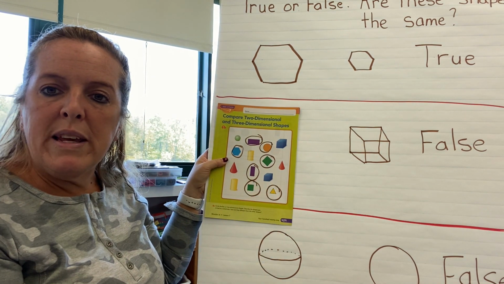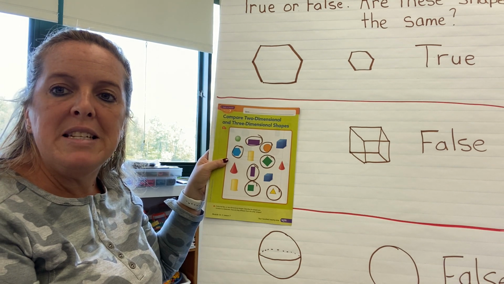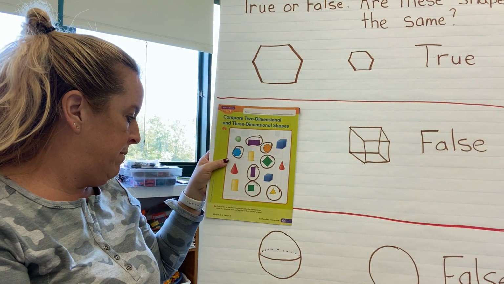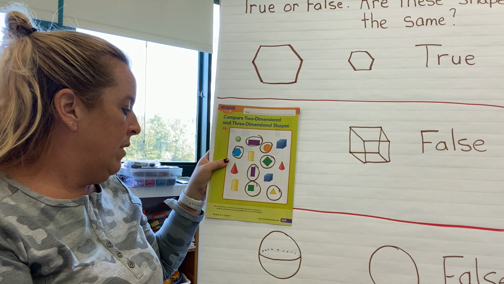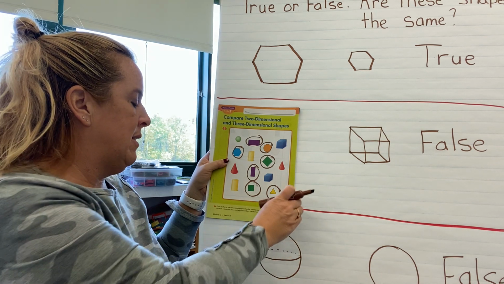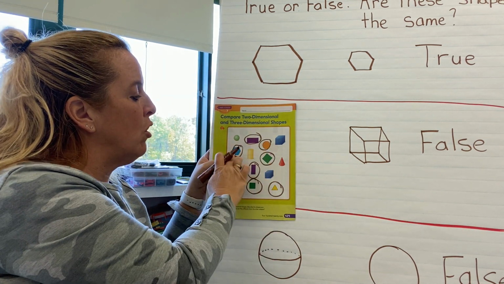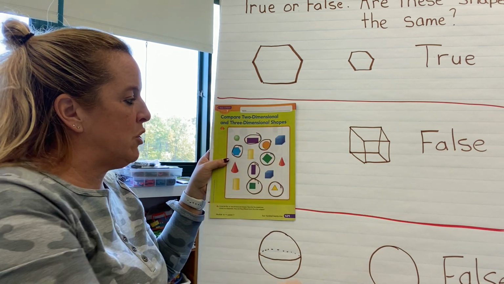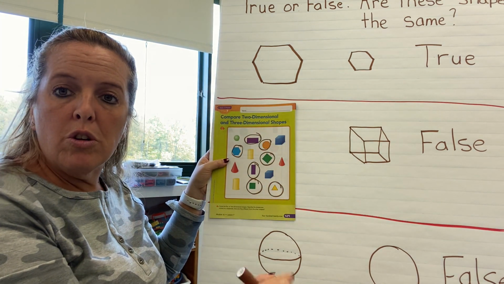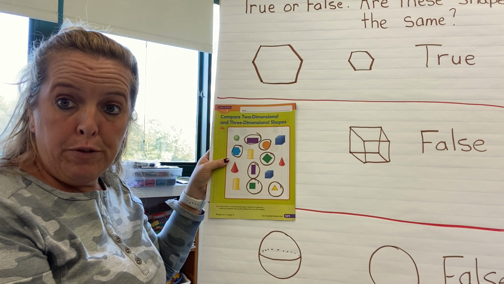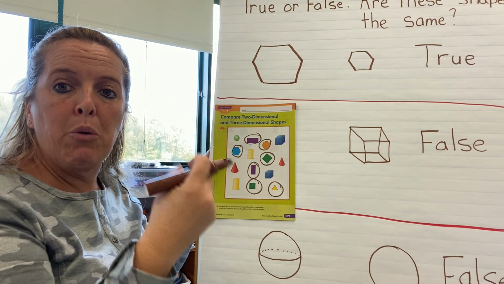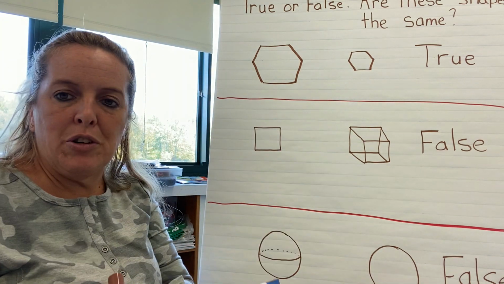So boys and girls, we circled all the 2D flat shapes. Okay? Now it says, how are the ones circled different than the ones we didn't circle? Well, the ones circled are 2D or flat, and the other ones pop out, they're 3D. Let's turn the page.